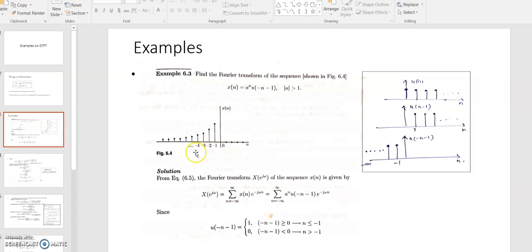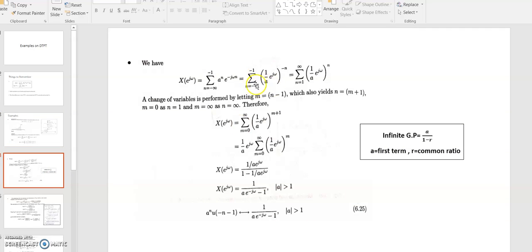From the graph, we can see that the function exists from minus infinity to minus 1, right? So put this value in the discrete time Fourier transform formula. We have put this value here and have taken this u[-n-1] into the summation, right? In the summation, the limit will be from minus infinity to minus 1, as we can see from the graph also.